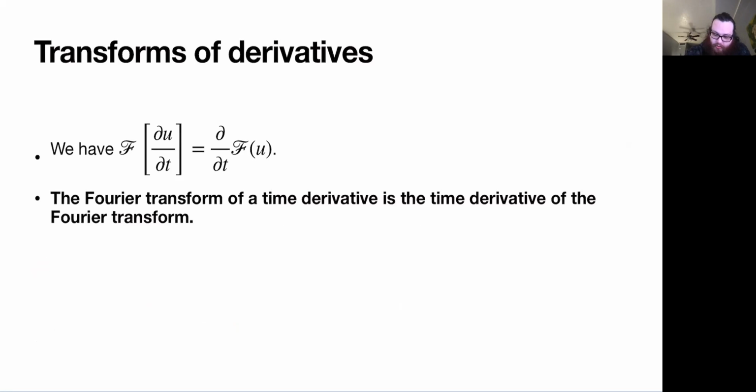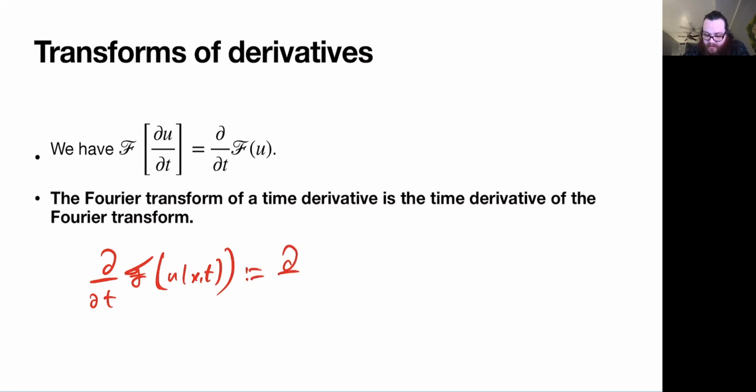So the first one isn't bad, right? The time derivative of the Fourier transform is the Fourier transform of the time derivative, which we can compute explicitly. So what is the time derivative of the Fourier transform? I'll clarify: u is a function of both x and t here, and we're just taking the Fourier transform in x.